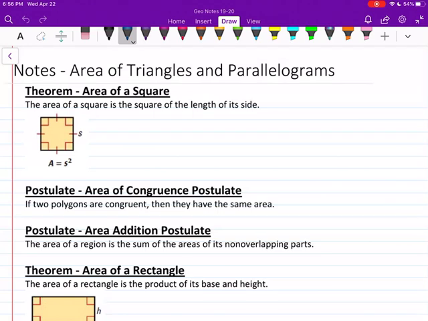space. Our next postulate is the area addition postulate, and it says the area of a region is the sum of the areas of its non-overlapping parts. So if I have a square here, or a rectangle, and then I have another rectangle here, and I want to find the area of this entire figure, well, I can just take the area of the top rectangle and add it to the area of the lower rectangle, and that will be the area of the entire shape.